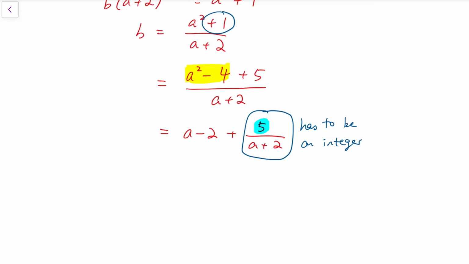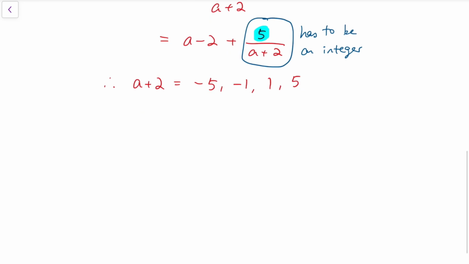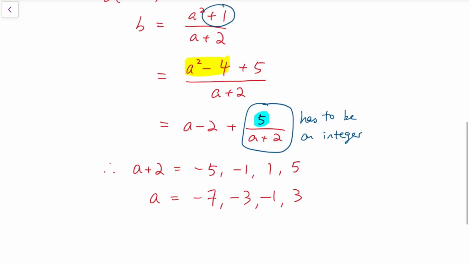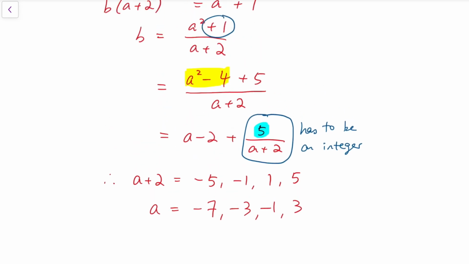So I've reduced the number of possibilities for a to just a few. That is the factors of 5. Of course, we allow negative numbers, but still very few options, which are minus 5, minus 1, 1, and 5. That's it. So that means there are only 4 possible cases for a, which are minus 7, minus 3, minus 1, and 3. And we can put them one by one into the equation with b as subject.